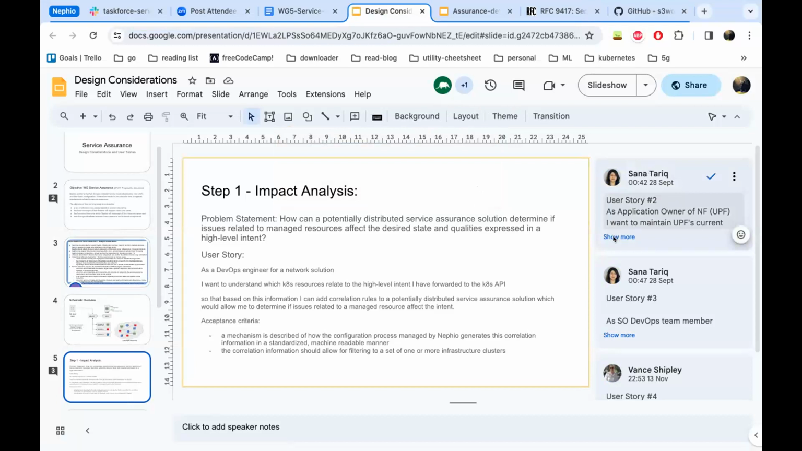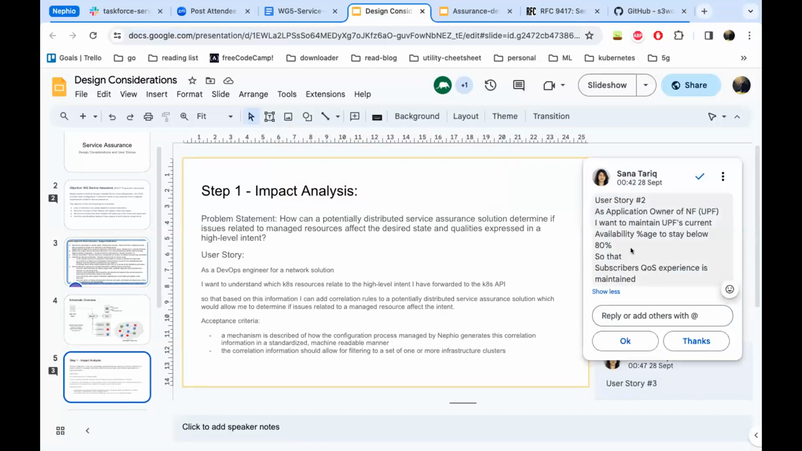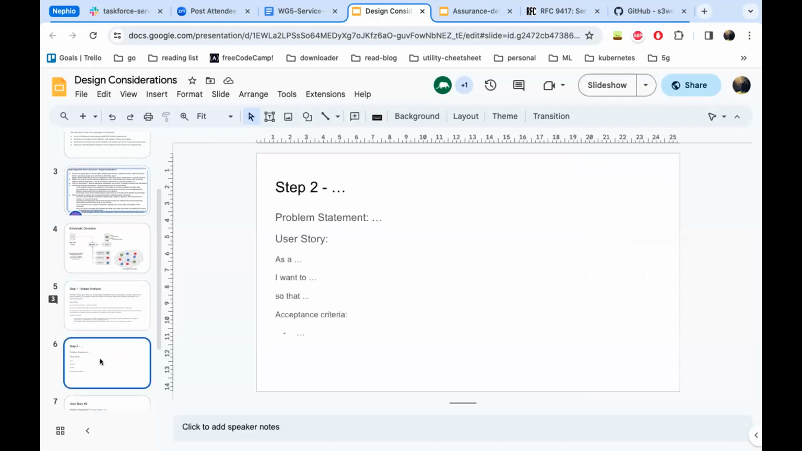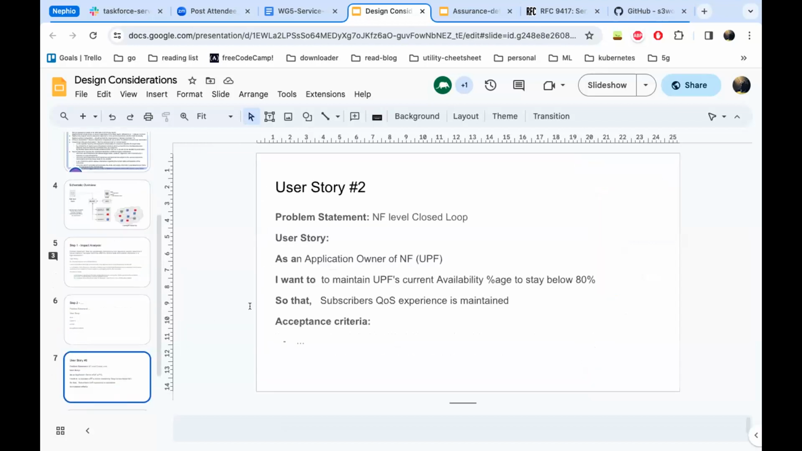The first one is from Sana. She added some comments on the user stories too, proposing on the UPF availability. As an application owner of an app, preferably on the UPF, I want to maintain the UPF current availability percentage to stay below 80%, so that subscription QoS experience is maintained. It's all related to our second user story that C has proposed here. It is about this NF closed loop.